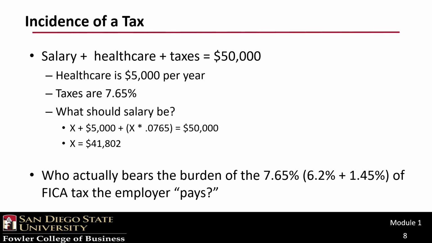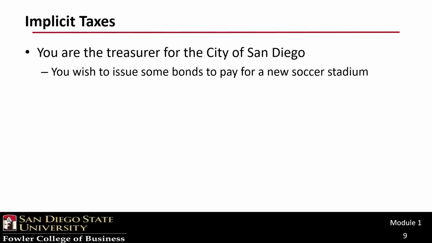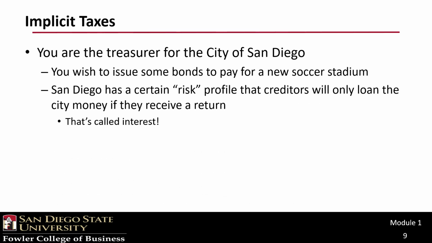Let's change gears a bit. You are now the treasurer for the city of San Diego. You are certainly making the most of your accounting degree. The city is considering issuing some bonds to pay for a new soccer stadium in San Diego. The city generally makes good on its debts, but all the same, investors want a certain amount of return for the privilege of allowing the city to use their money for a number of years. And that return is commonly known as interest.